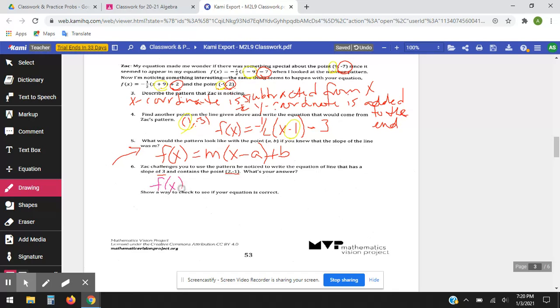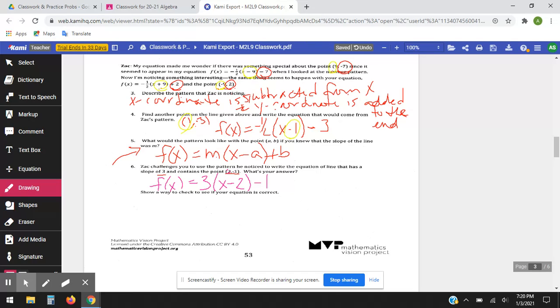F of x equals, my slope is 3, parentheses x minus, my x coordinate is 2, and I'm going to add my y coordinate, which is a negative 1, to the end. There we go, we did it. Show a way to check and see if your equation is correct.